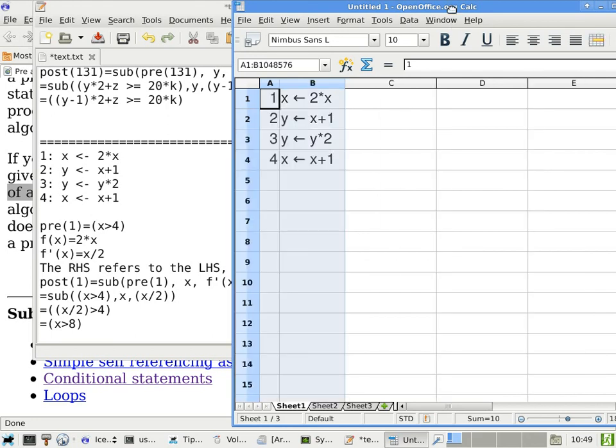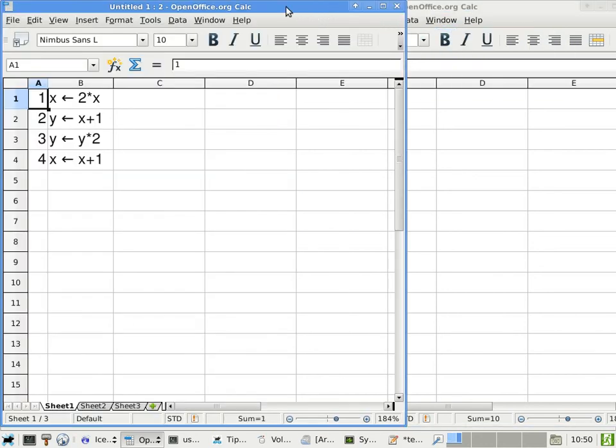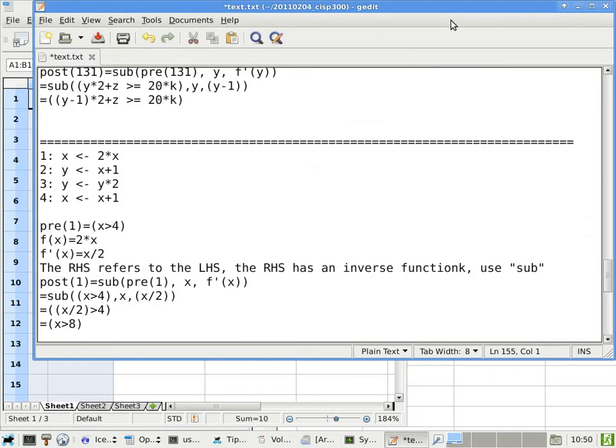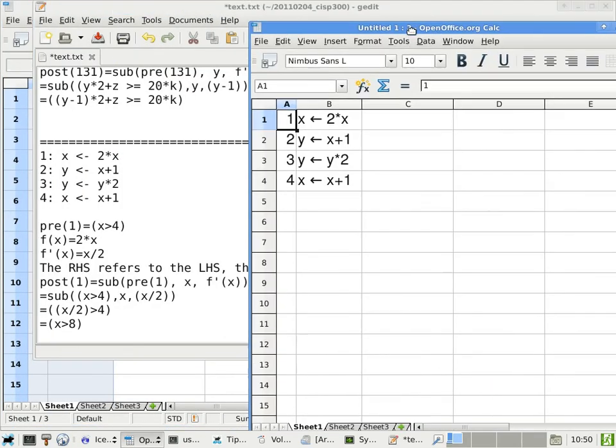Okay. And we also have to make sure that we satisfy pre-1, because after all, that is our precondition. So we have to make sure that our precondition is satisfied to begin with. And we'll go ahead and start a new window for our trace. X has to be greater than 4, so that's all that I have to remember.